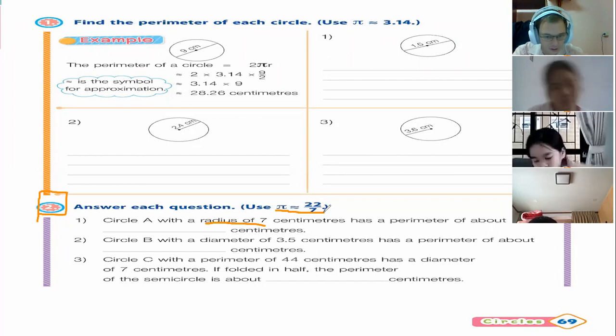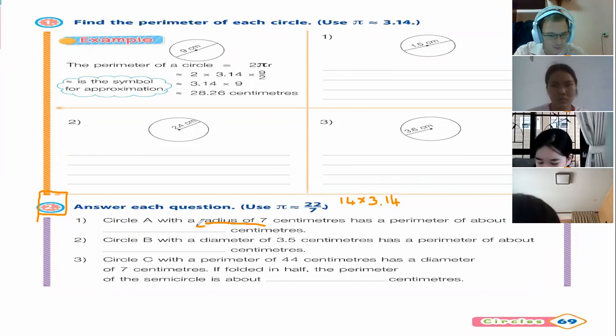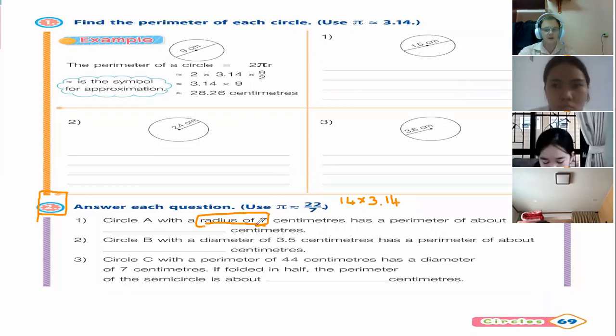So we can use pi equals 22/7. I don't want to use this. I'd rather use the normal way of calculating so we can get better at it. So it's 14 times 3.14. 14 equals the radius multiplied by 2 multiplied by pi. So it's 14 times 3.14. So what do you think that is?